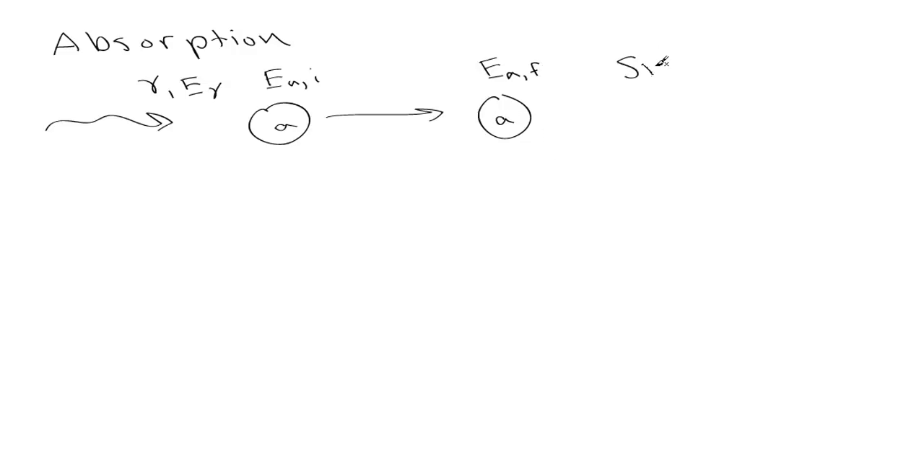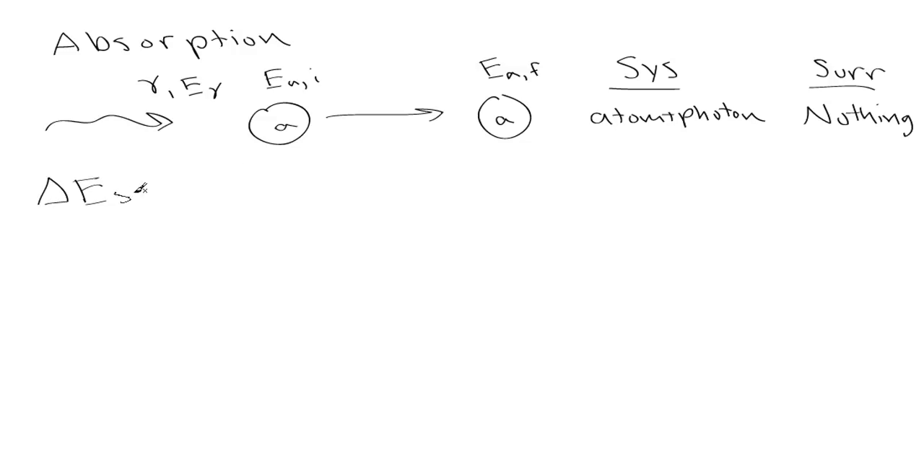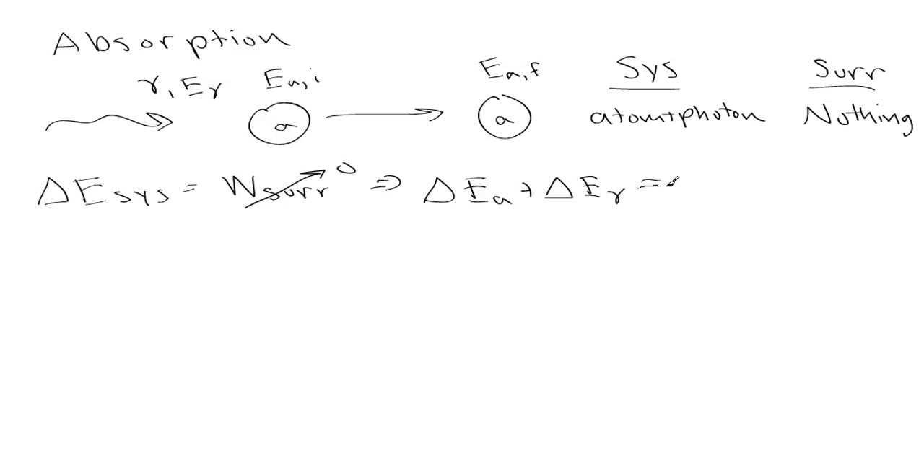Well, for a system of atom plus photon and the surroundings, which are nothing meaningful, the energy principle says the change in energy of the system is equal to the work done by the surroundings, which in this case is identically zero. And so the change in energy of the atom plus the change in energy of the photon must also be identically zero.